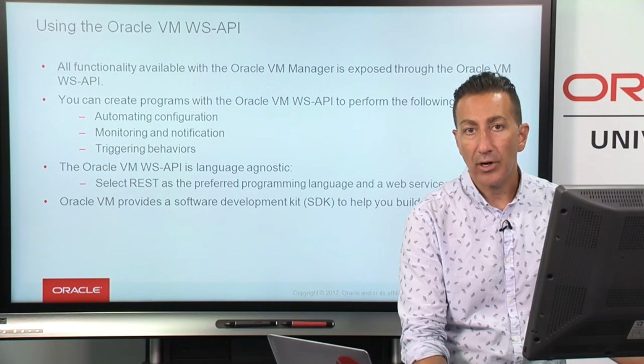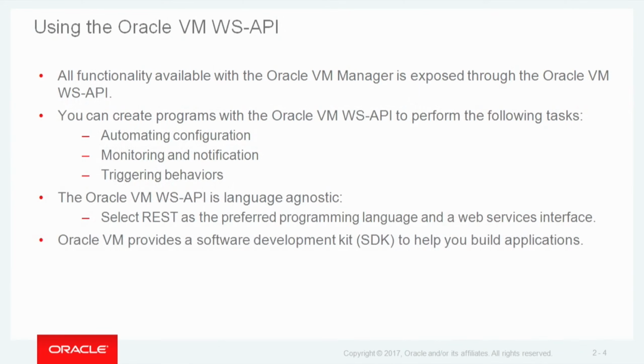So you can create programs with this API to perform the following tasks: automating configuration, monitoring and notification, and triggering behaviors. So using any programming language, you should be able to create desktop applications or web applications that interact with this API, and in this way the application invokes calls to this API in the management core Java application in the management server of Oracle VM to help you to perform all of these administration tasks, right? And the best of this is that the Oracle VM Web Service API is language agnostic.